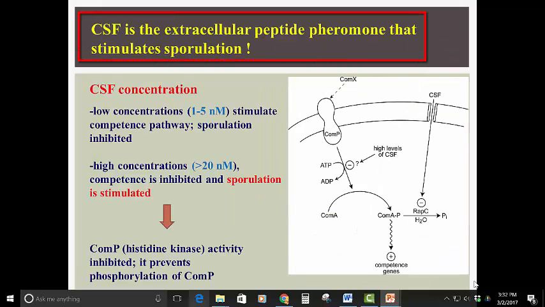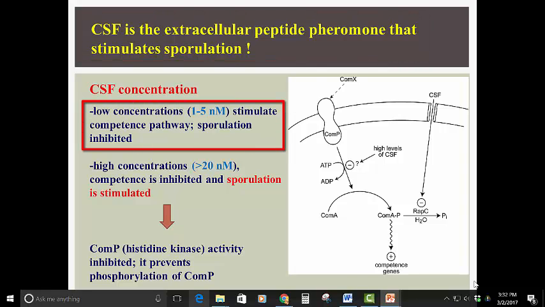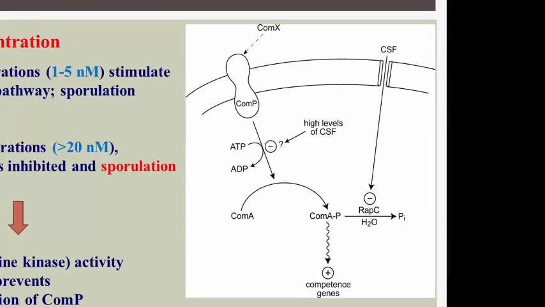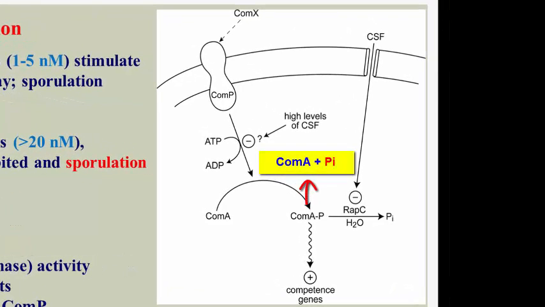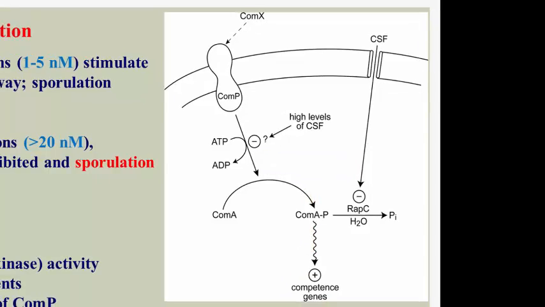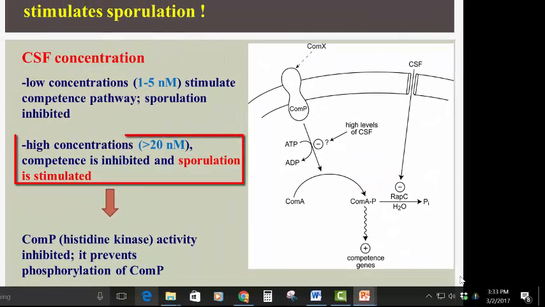CSF is the extracellular peptide pheromone that stimulates sporulation. At low concentrations of 1 to 5 nanomolar, CSF stimulates the competence pathway and inhibits sporulation. At low concentrations, it prevents dephosphorylation of ComA-P, allowing the expression of competence genes. At high concentrations, greater than 20 nanomolar, it inhibits competence genes and stimulates sporulation genes.